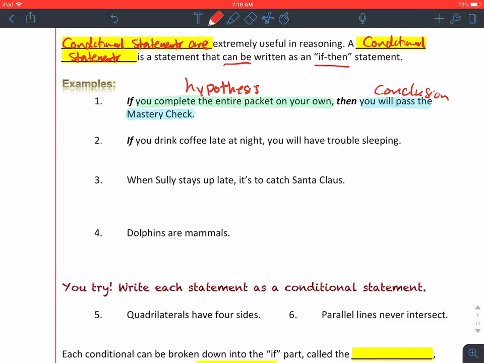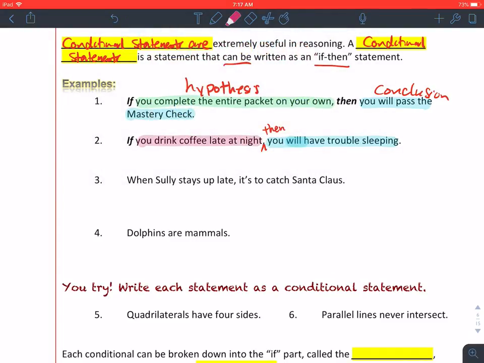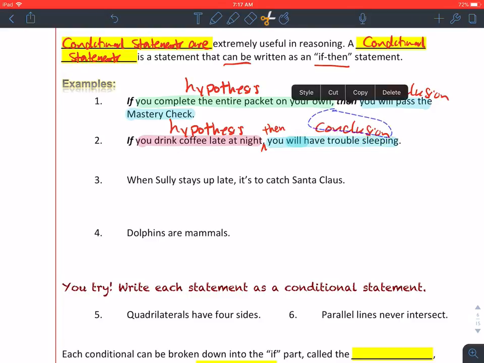Next example. If you drink coffee late at night, you will have trouble sleeping. This one doesn't say then, but we could throw one in there to make this more obvious. You will have trouble sleeping is the conclusion. You drink coffee late at night is the hypothesis. Please note, hypothesis and conclusion never include the words if or then. Never.